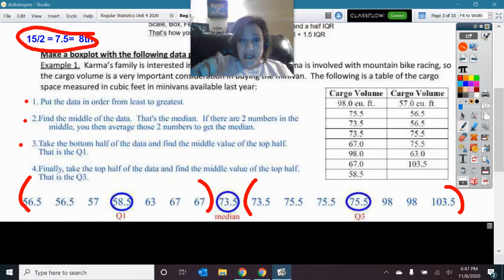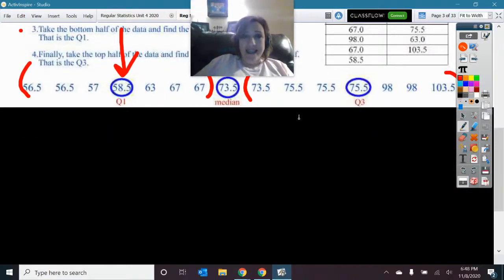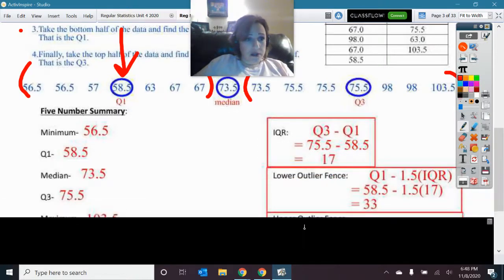All right, next, find the Q1. Q1 is the median of the bottom half. I have 7 pieces of data down here, and 7 divided by 2 is 3.5, so the fourth one is my Q1. Then I do the same thing up top. One of the skills I'll use is to go down from the bottom: the fourth one from the bottom is Q1, and the fourth one down from the top is Q3.